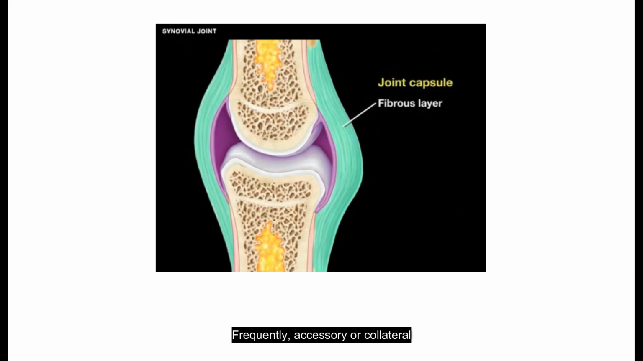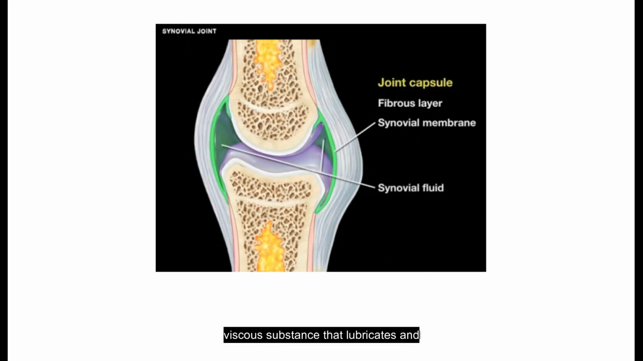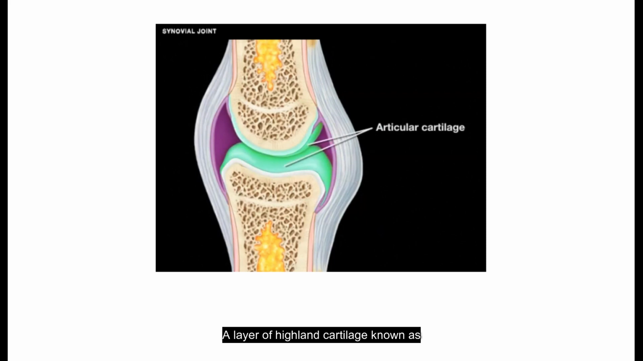Frequently, accessory or collateral ligaments and tendons reinforce the fibrous layer. The delicate inner layer of the joint capsule is the synovial membrane. It produces and absorbs synovial fluid, a viscous substance that lubricates and nourishes the articular surfaces. A layer of hyaline cartilage, known as articular cartilage, covers the surfaces of adjoining bones. The combination of synovial fluid and smooth articular cartilage provides a low-resistance surface for joint movement.